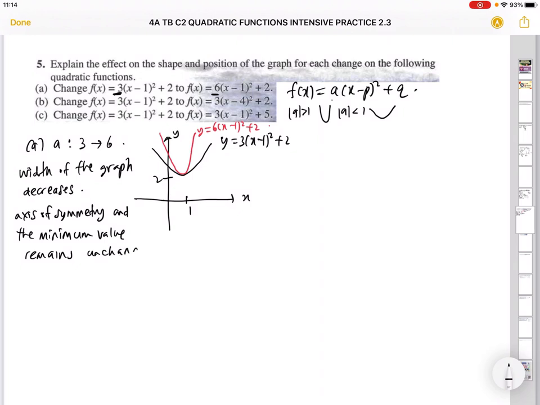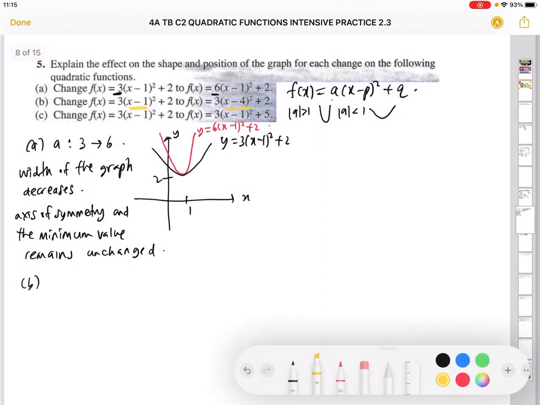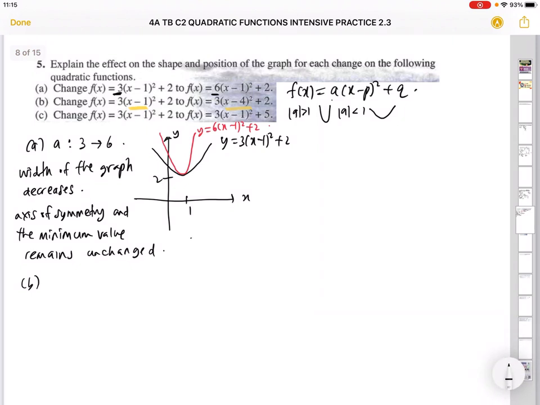Okay? Alright, that's only part A. Part B, let's look at the changes in your graph. So it's actually the same graph, but now your axis of symmetry, so let's just focus on this here, axis of symmetry here, it changes from 1 to 4, right? So, okay, I just draw another graph for you.